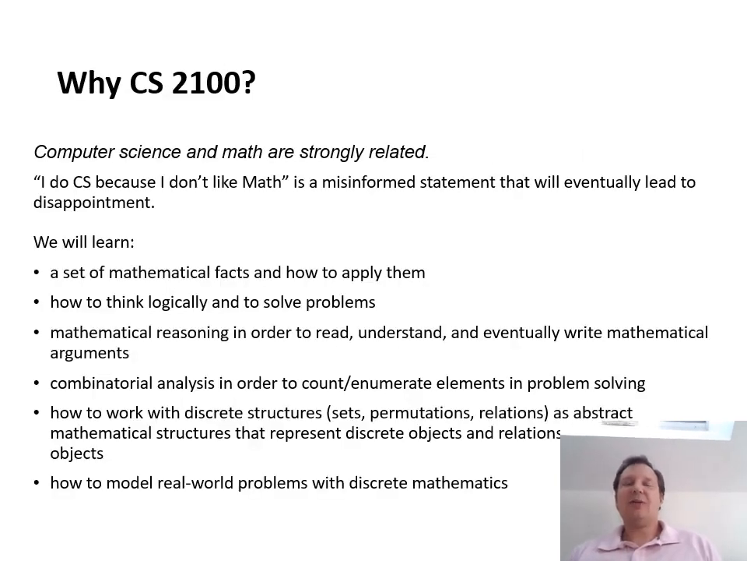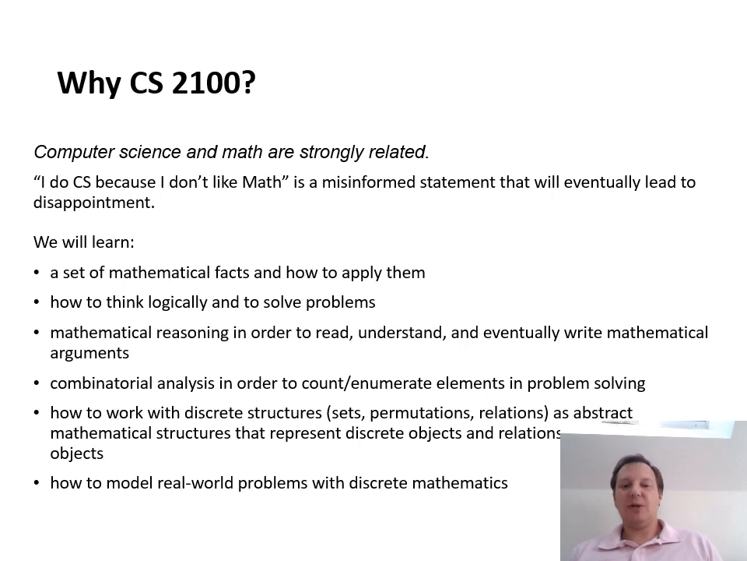So why do we have discrete structures as a course? Well, it's because computer science and mathematics are strongly related. We often hear throughout this course that students think that programming, for example, is not related, and there is no reason for them to learn this material. But that's a very misinformed statement that will eventually lead to disappointment.